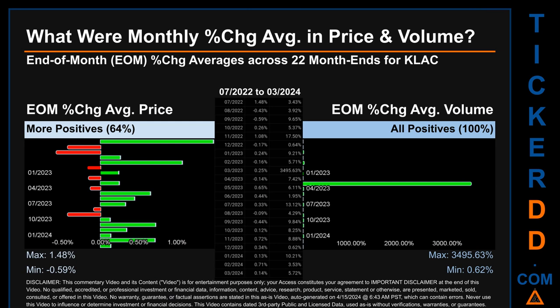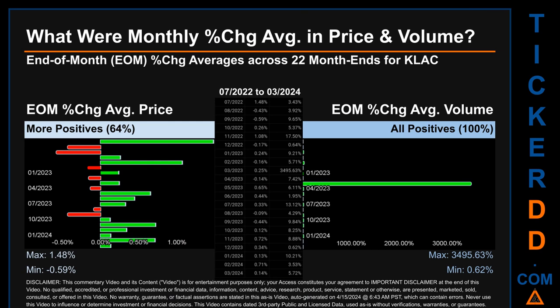From 07/2022 to 03/2024, 14 out of 22 month ends had a positive percentage change in average price. That is, 64% of month ends saw a positive percentage change in average price. In terms of volume, 22 out of 22 month ends had a positive percentage change. That is, 100% of month ends saw a positive percentage change in average volume.